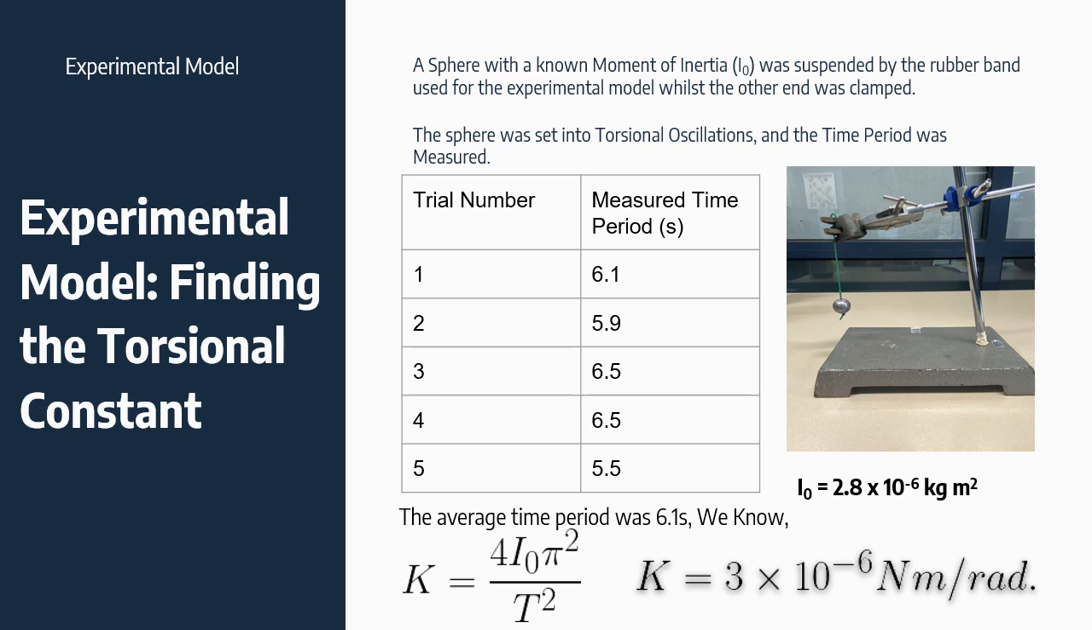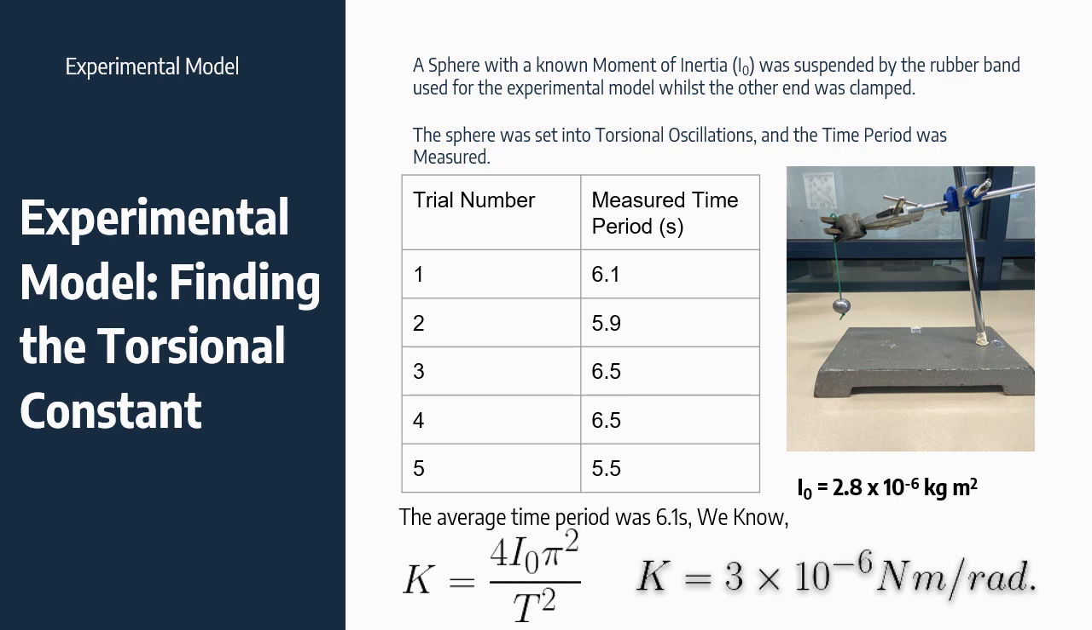We rearranged the equation for k, and we obtained this expression, and we put in the values and got an answer for k, which is 3 times 10 to the power of minus 6 newton meters per radian. Now this value is incredibly small, and it makes sense for it to be small because this basically shows how much torque is needed to twist the rubber band by 1 radian.